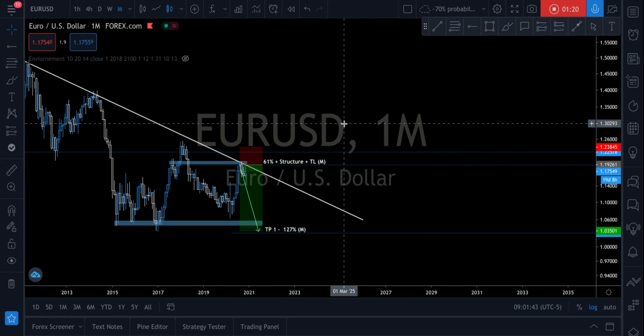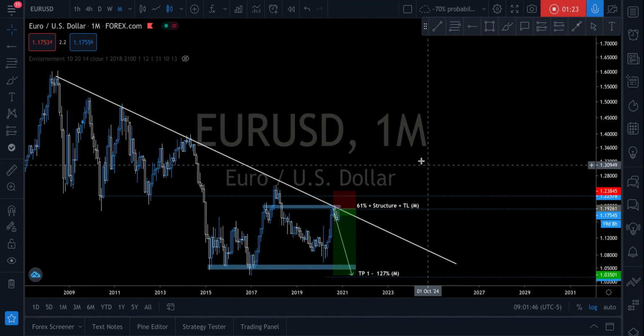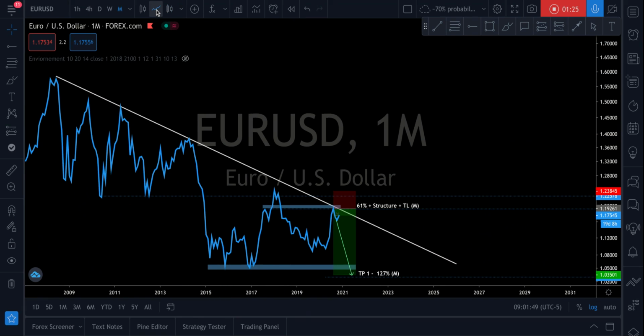And that being said, we can get straight into it. So this is Euro USD. We're just going to do a quick update. We've already talked about this pair several times in the past. We're just going to update everything here.